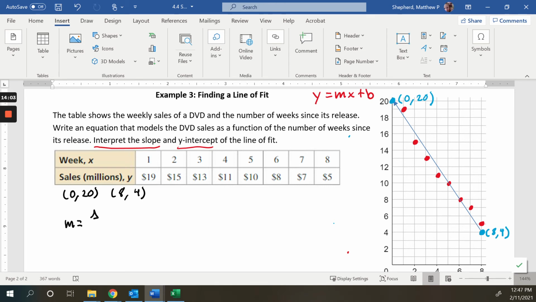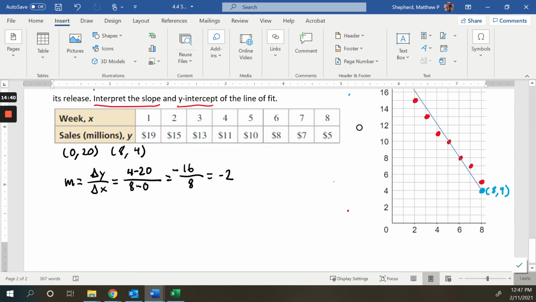So slope is always our change in y over our change in x. So the y went from a 20 to a 4. So if I do 4 minus 20, that means that it went down 16 places. For the x, it went from a 0 to an 8. So 8 minus 0 looks like it went forward 8 and down 16. There's my slope. Negative 16 divided by 8 is a negative 2.